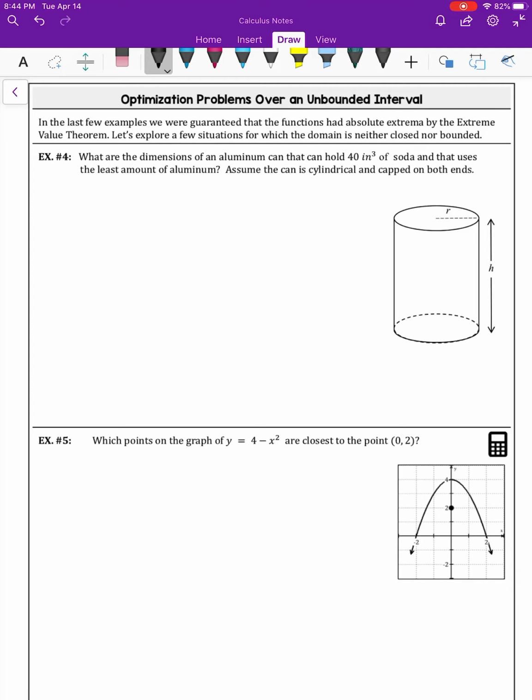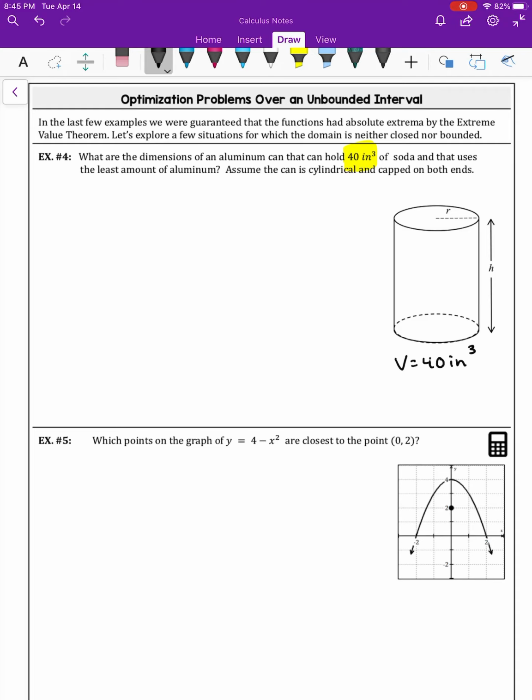Example number 4. In the last few examples, we were guaranteed that the functions had absolute extrema by the extreme value theorem. Let's explore a few situations for which the domain is neither closed nor bounded. Example number 4, what are the dimensions of an aluminum can that can hold 40 cubic inches of soda? And guys, look at your units because that cubic inches tells me that that's volume.